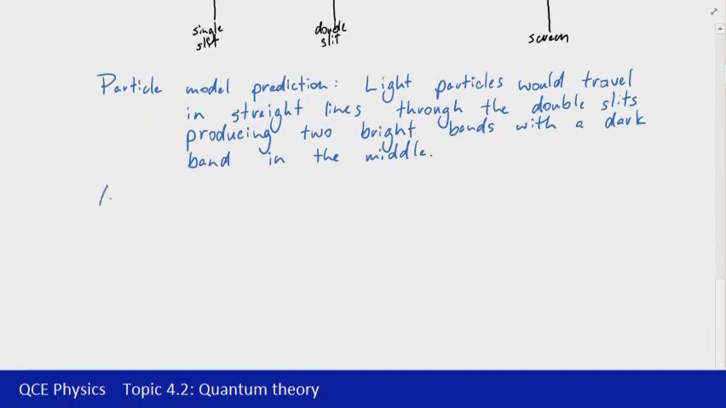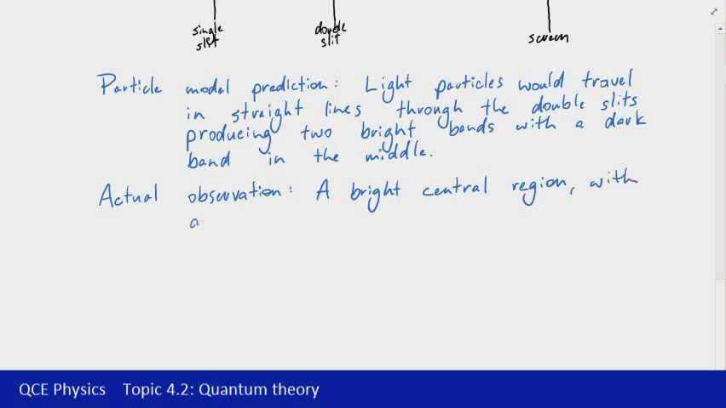So the actual observation, when this experiment was set up and the light was turned on and the pattern on the screen was observed, was a bright central region. So the particle model predicts that it should be dark in the middle, but what was actually observed was a bright central region, and then alternating dark and light bands either side of that.